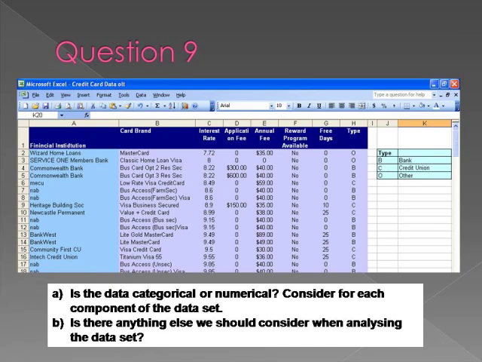In question 9, we are given a screen capture from Excel showing some data from a previous research report on credit card interest rates. We are asked in part A whether the data is categorical or numerical, and we have to consider this for each component of the data set. And for part B, whether there is anything else we should consider when analysing the data set.